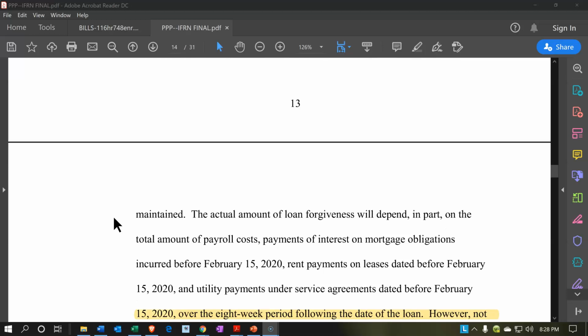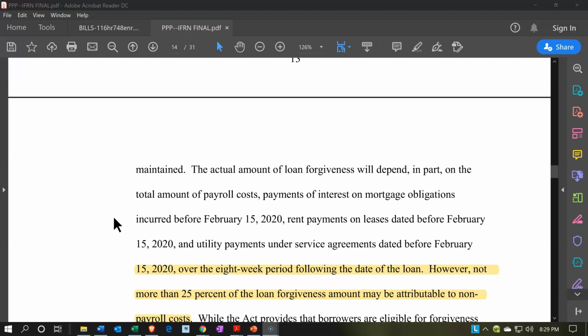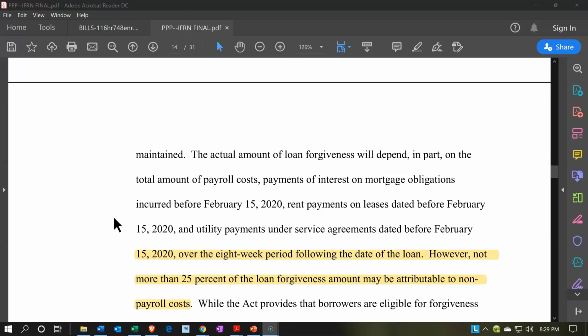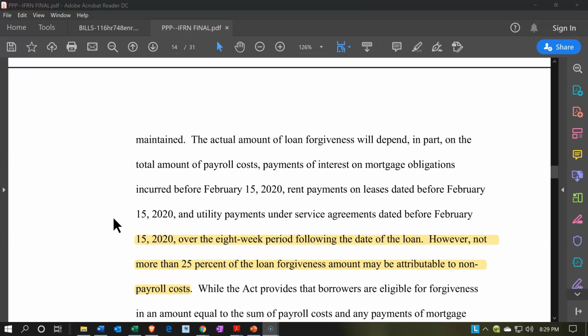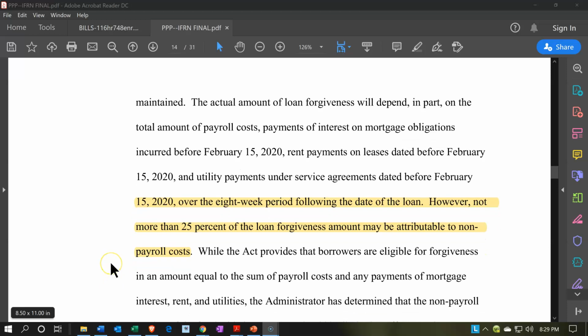The actual amount of loan forgiveness will depend in part on the total amount of payroll costs, payments of interest on mortgage obligations incurred before February 15th, 2020, rent payments on leases dated before February 15, 2020, and utility payments under service agreements dated before February 15, 2020, over the 8-week period following the date of the loan. So you got the date of the loan, then you got the 8-week period. After that, you want to make sure that you're spending your money in accordance with these rules for that 8-week period, so that you would then qualify for the forgiveness.